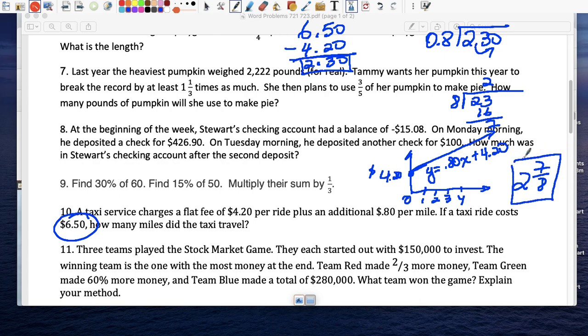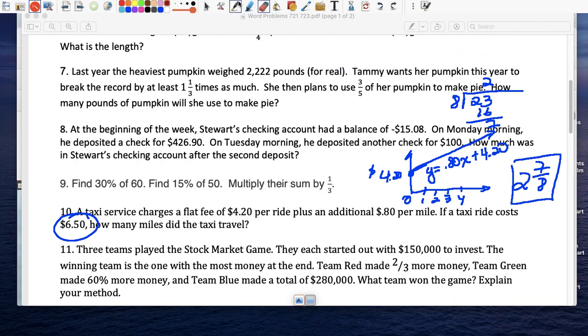So that's the distance we traveled. And if you did it with the slope, then what you would have done is, here's the equation of my line, right? y equals 0.80x plus 4.20. Now x is what you're trying to find, which represents the distance that you traveled. You know y is the total. Well, the total was $6.50 equals 0.8x plus 4.20.